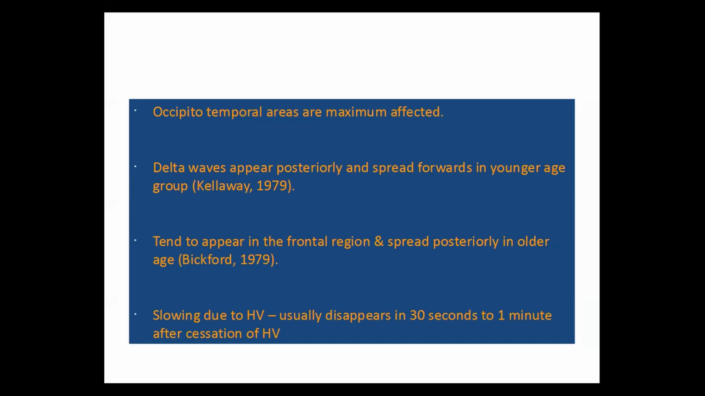Number two, whether there is any new onset slowing after the HV has ended. That is a very important abnormality which you look for in Moyamoya disease. So I will come to that later. In the younger age group, as I mentioned, the delta waves are seen in the occipital regions with anterior spread, whereas in the older age group, it is more anterior origin with posterior spread of these slow wave activities in the EEG.